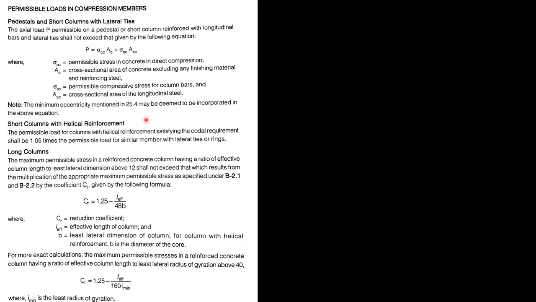Permissible loads in compression members. These are some provisions according to Annexure B of IS 456 for pedestals and short columns with lateral ties, given by this formula. As in the limit state method, it is P is equal to sigma Cc AC plus sigma Sc ASC. Sigma Cc is the permissible stress in concrete in direct compression. Sigma Sc is the permissible compressive stress for column bars. ASC is the cross-sectional area of longitudinal steel.